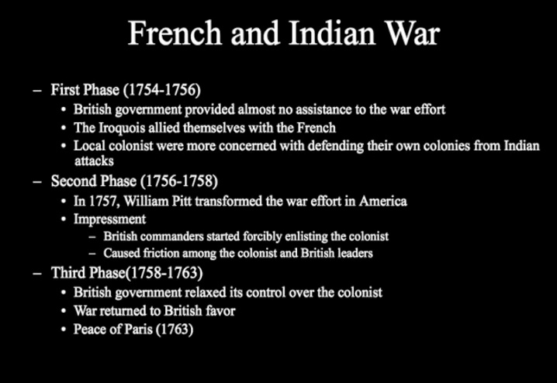And then comes the third phase, when Parliament and the British government relaxed control of the colonists. They promised to compensate the colonists for their lost supplies, and they returned the military recruitment control to the colonial assemblies. And this led to a dramatic enlistment of British forces by the colonists. Now, during this third phase, which starts in 1758 and ends ultimately with the end of the conflict in 1763, the war starts to turn in the British favor.